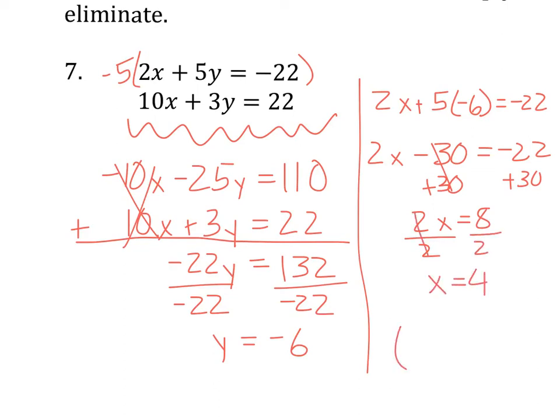So write it as an ordered pair. Always make sure you get x comma y. So 4 comma negative 6.